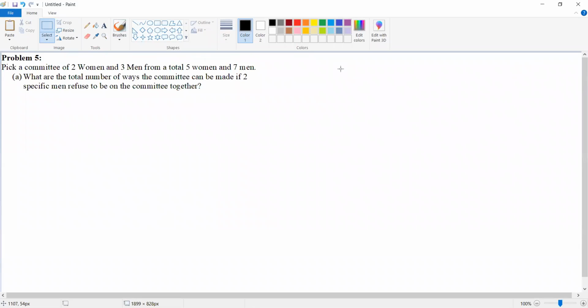Okay. This question is actually the same question that sir has done with you in class, but I want you to go through it in another method. So technically, it says that we want to pick a committee of two women and 3 men from a total of 5 women and 7 men. And there are 2 specific men that refuse to be on the committee together.